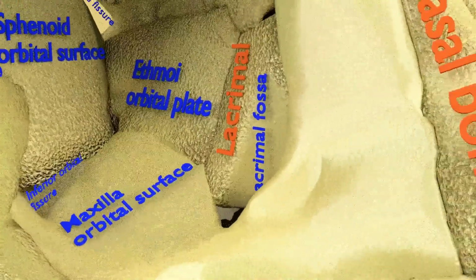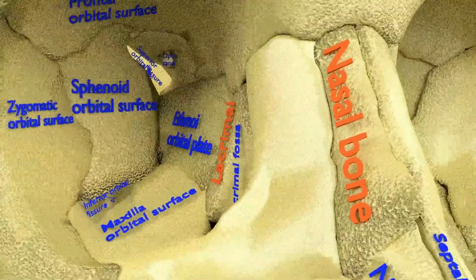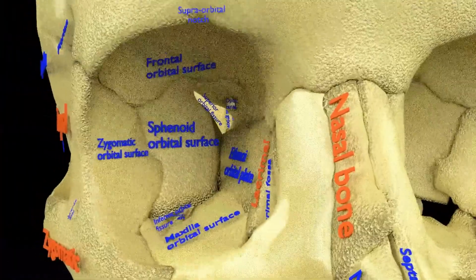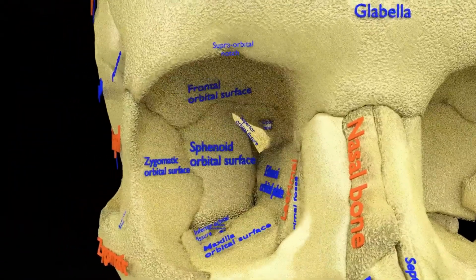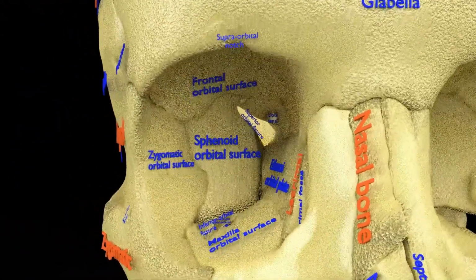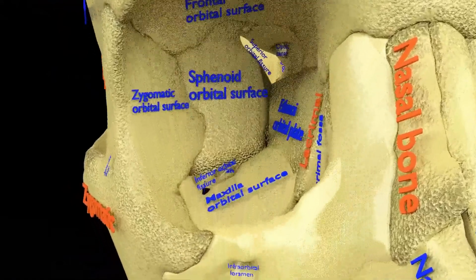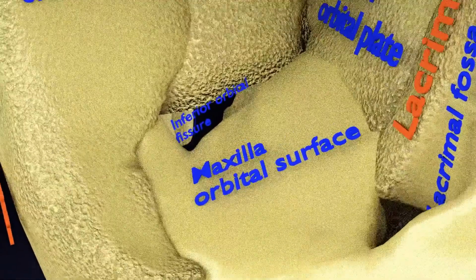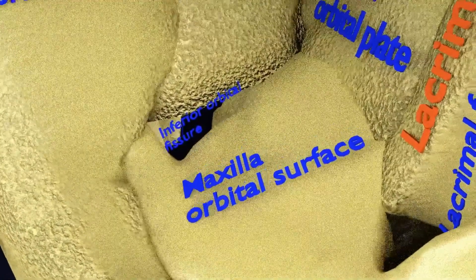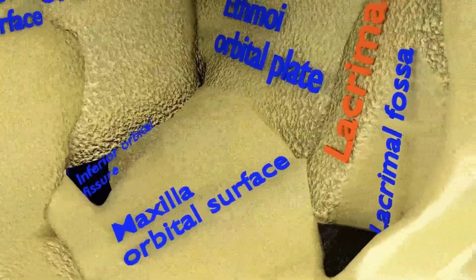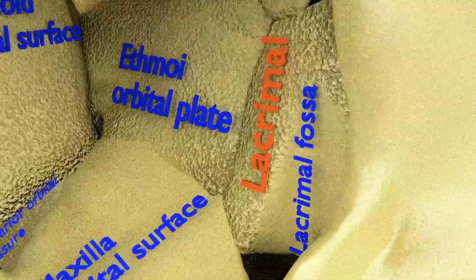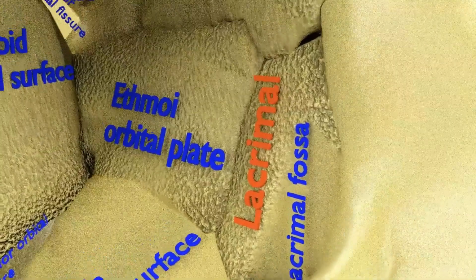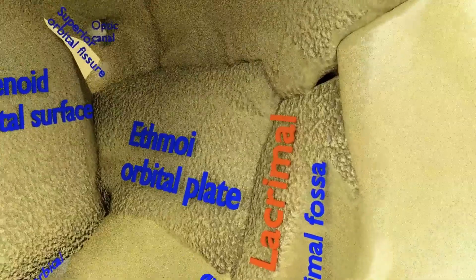Now have a look at the orbit. Its lateral wall is the thickest part and it is formed by greater wing of sphenoid bone and orbital surface of zygomatic bone. Floor of orbit is formed mainly by orbital surface of maxilla. Its medial wall is mainly formed by lacrimal bone, orbital plate of ethmoid, as you can see here.